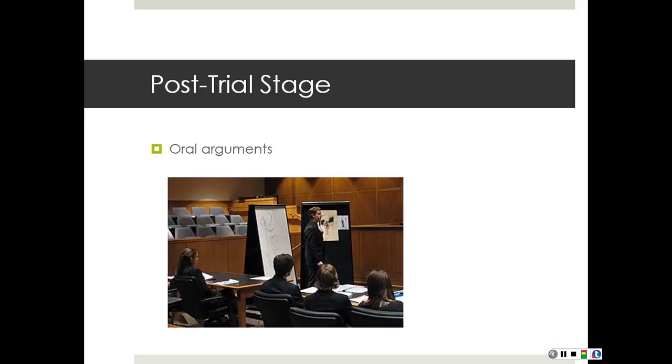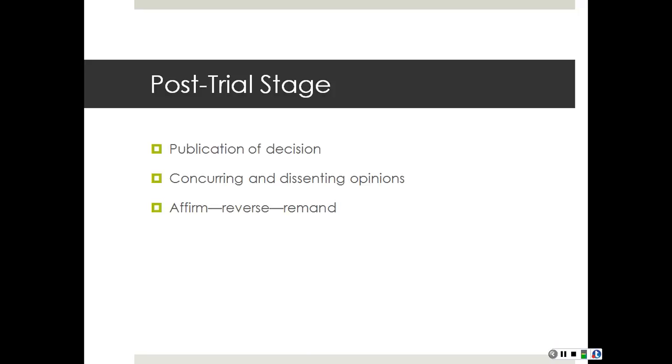During oral arguments, the attorneys present their clients' positions. Usually they're given a short period of time, perhaps 20 minutes, to speak. The judges frequently interrupt with questions. The purpose of the questioning is to probe for weak points in the legal arguments. The judges study both sets of appellate briefs. They hear the oral arguments, and then they issue a written opinion on the case.